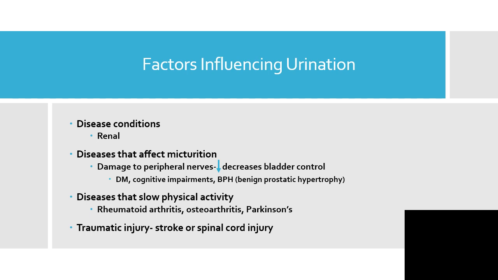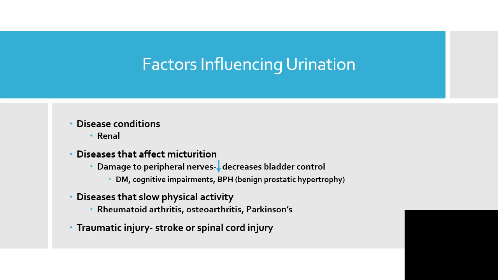More factors influencing urination. Think of disease conditions, renal issues like acute renal failure from shock, medications, infections, renal failure to end-stage renal disease, which requires dialysis. There are diseases that affect micturition. Might have damaged peripheral nerves, which decreases bladder control. Things such as diabetes mellitus, cognitive impairments, or BPH, benign prostatic hypertrophy, where the prostate gland becomes enlarged as men age, adding increased pressure onto the bladder.